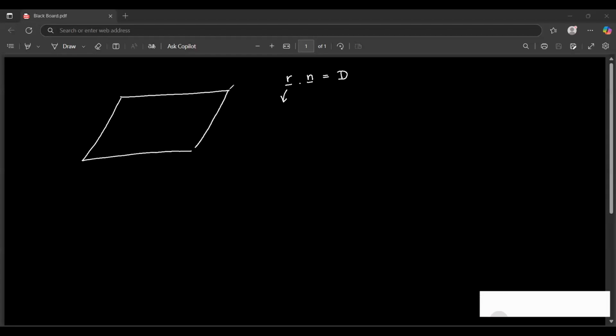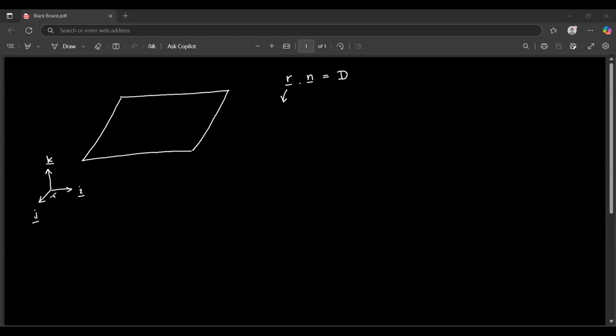So normally the scalar product form looks like this: r dot n is equal to d. Here r represents the position vector of a point on the plane. If you draw a plane like this, let's say this is the plane, and this is the origin, with the axes i, j, k.